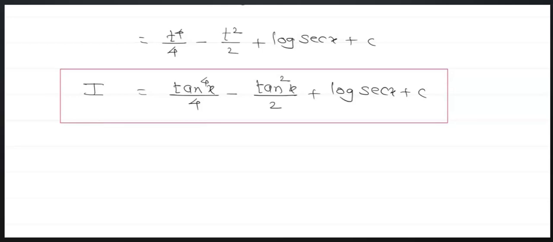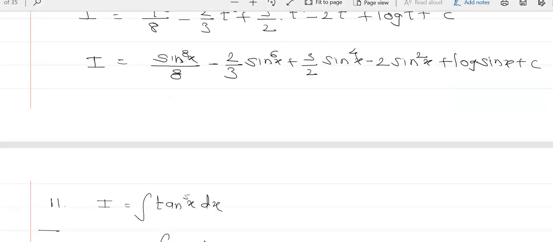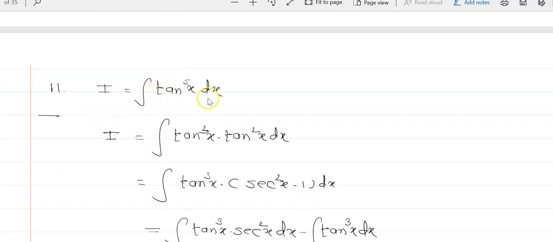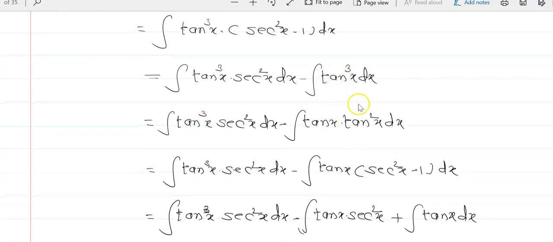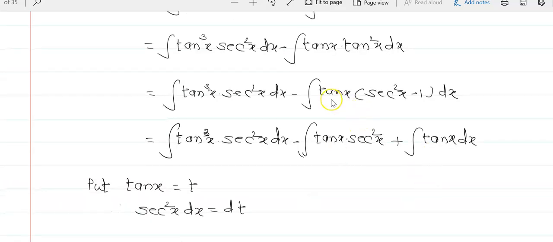Now again we will see this answer here. I is equals to integral tan of x raised to 5. It's written as tan cube x into tan square x. Again tan square x can be written as sec square x minus 1. That is integral tan cube x into sec square x dx minus 1 into tan cube x dx. Here is tan x into tan square x. Again this tan square x can be written as sec square x minus 1. Their multiplication is tan of x into sec square x, and this minus minus will become plus integral tan of x.